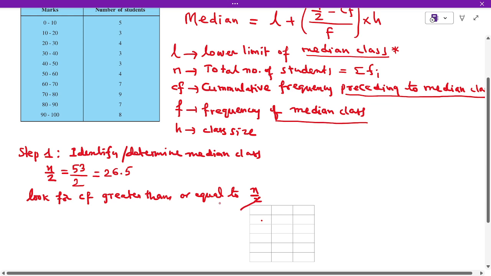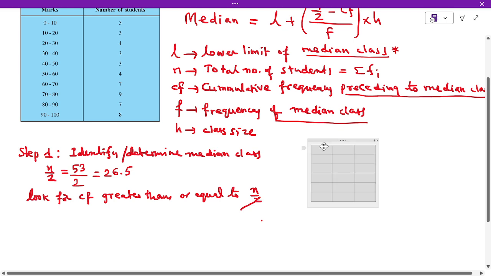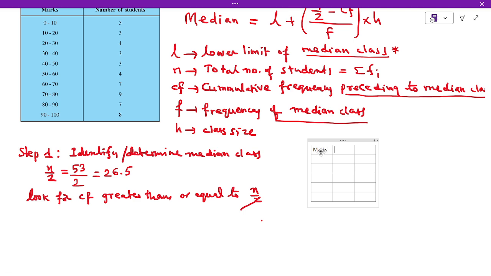Okay, so let me put it down here. So what is the first one? We have marks, right? And then we have the number of students here. And then in the third column, we are going to find the cumulative frequency, CF.